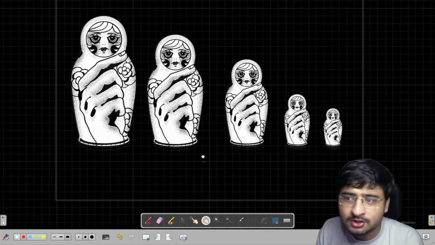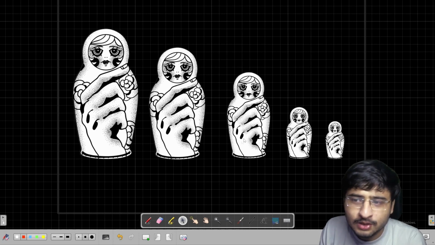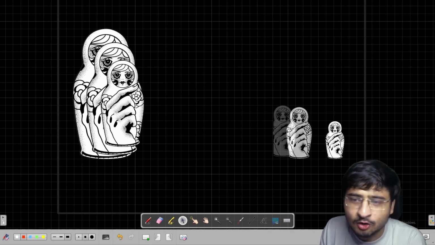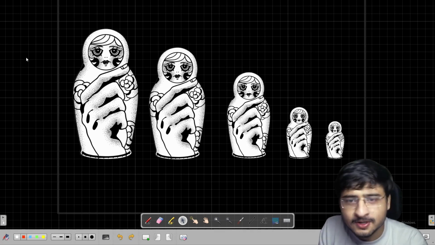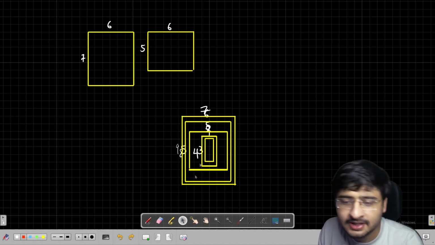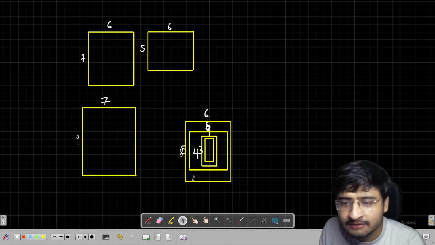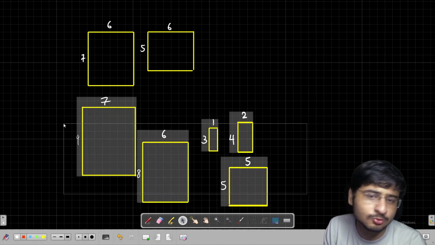What is a Russian doll? You can of course see these dolls you might have seen somewhere. You can put these dolls inside one another: doll inside doll inside doll inside doll. This makes a Russian doll. Russian dolling an envelope is just putting envelopes inside one another, and you tell me the maximum count of envelopes you can put inside one another.